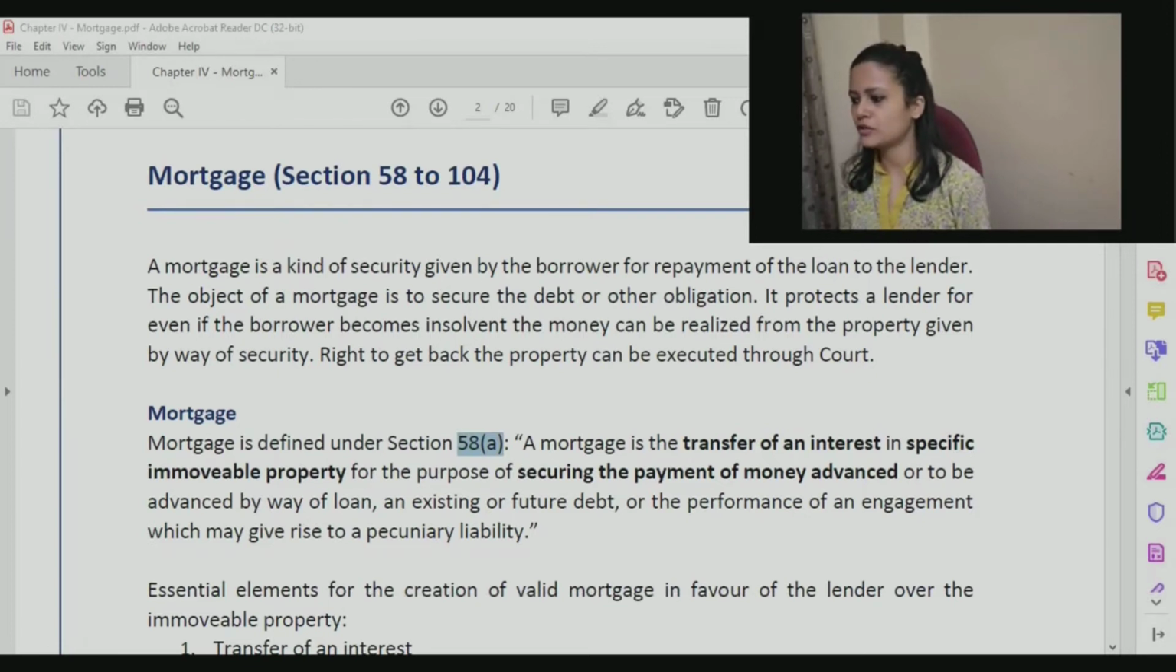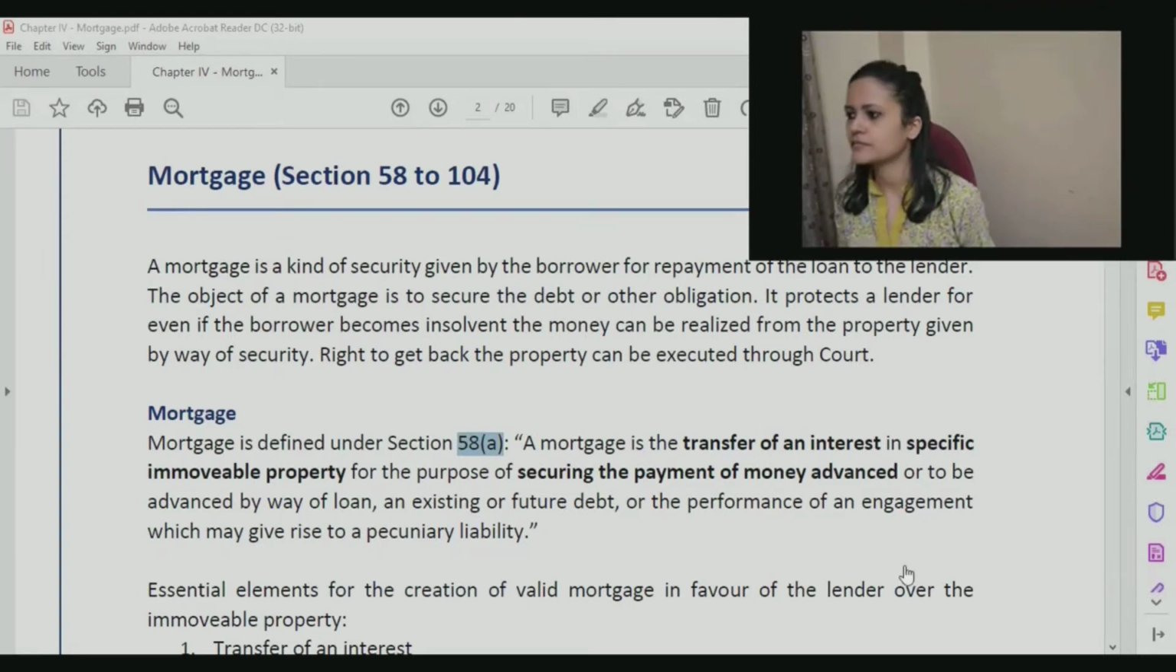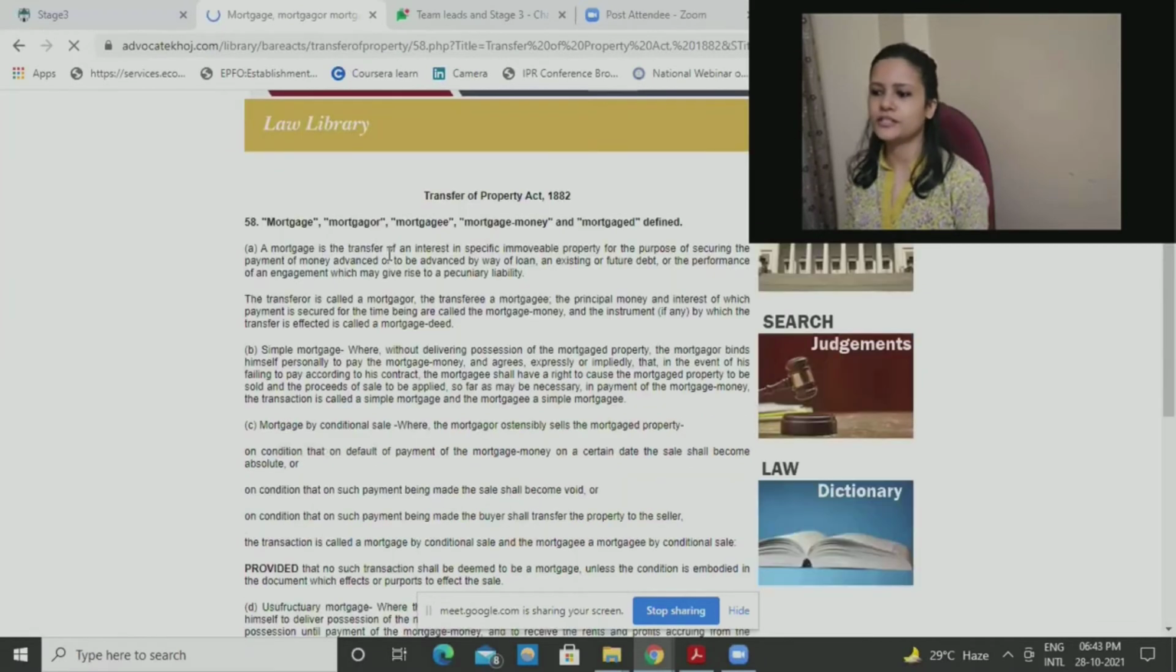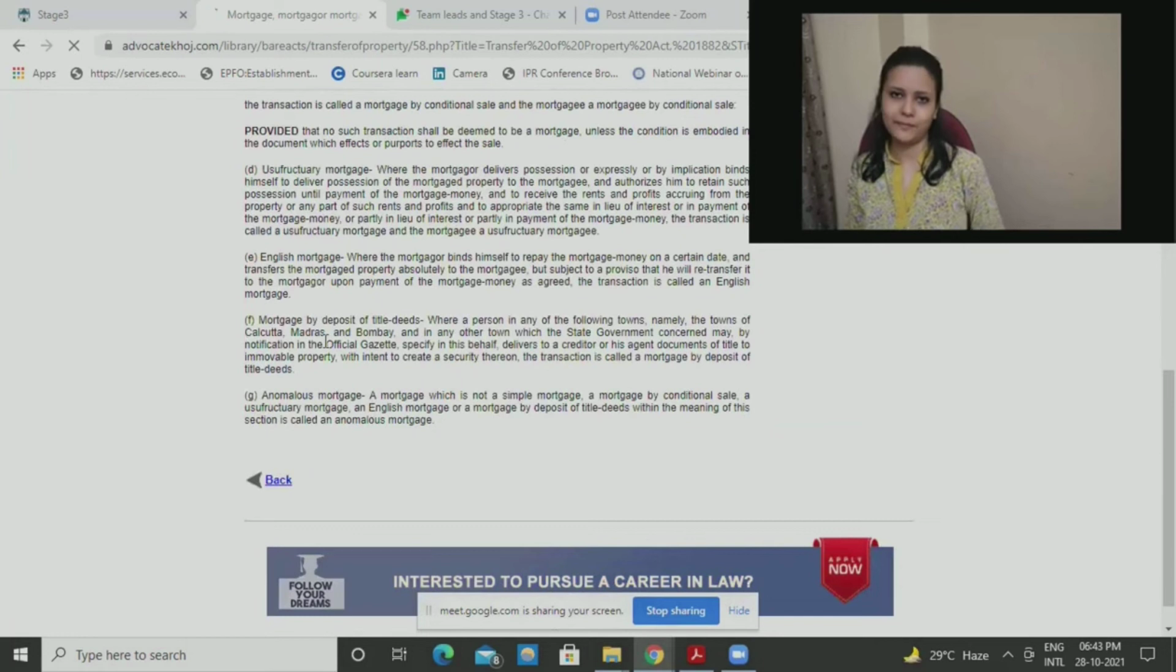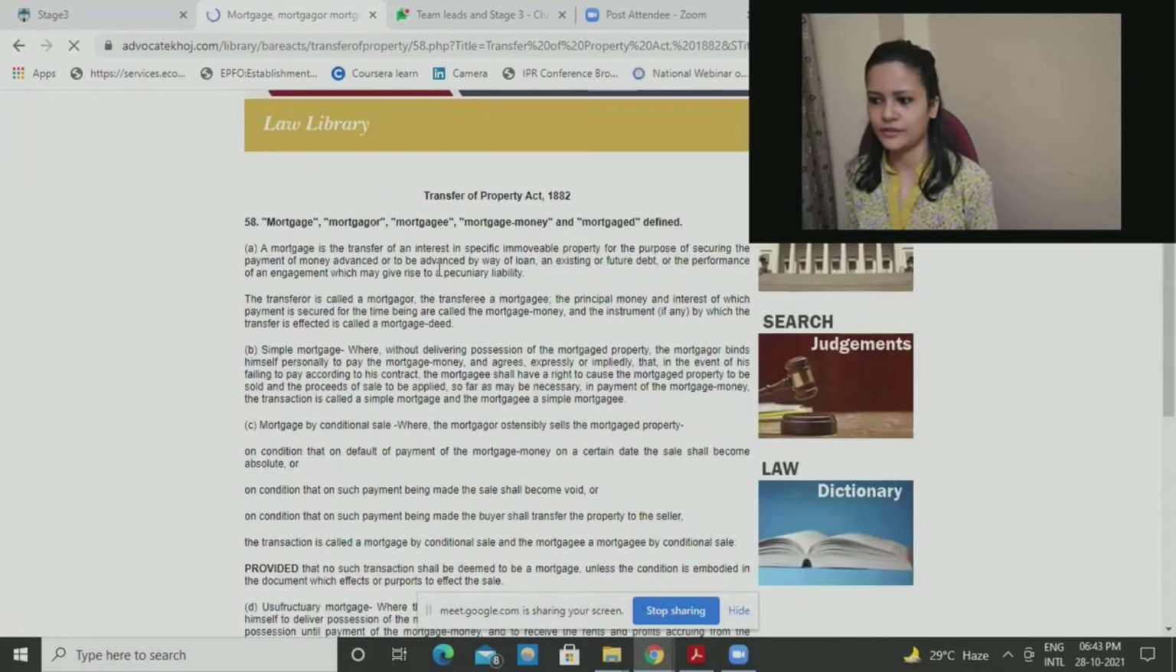It also tells us about different parties who are involved in a mortgage. Let me share the screen rather, you will be able to see. So mortgage is defined under Section 58 of the Transfer of Property Act, and there we have sub-clauses. There only different types are also defined, plus what is mortgage in general is being defined, and after that we have different types of mortgage also in the same section.